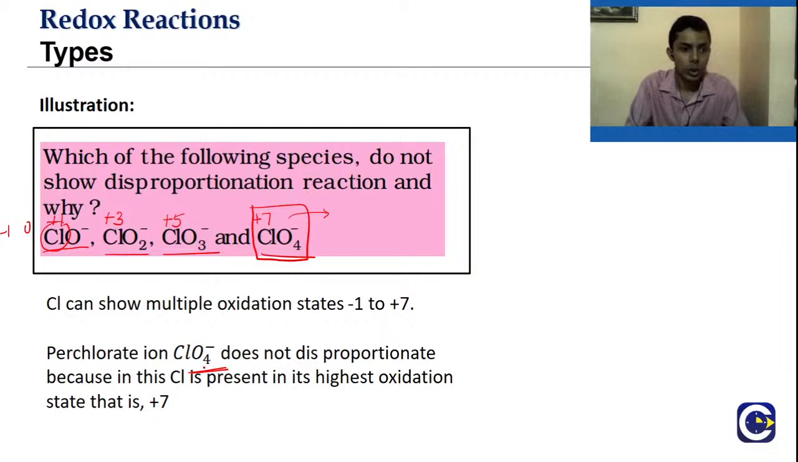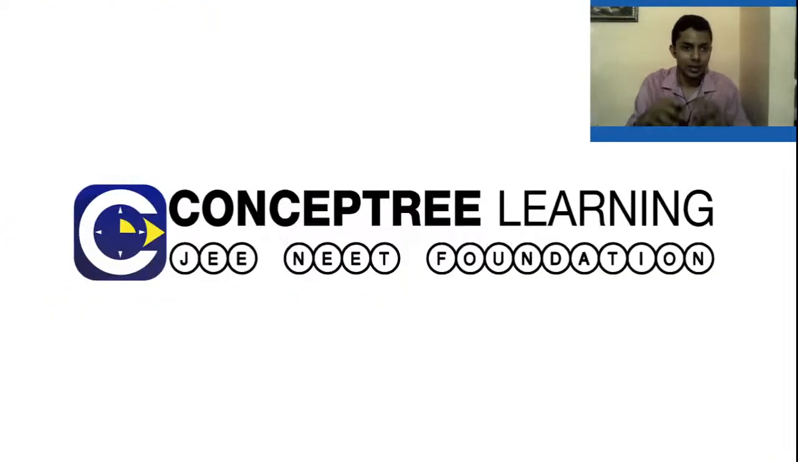So this is about the types of redox reaction. In the next class, we will be learning in more detail about how to approach balancing the redox reaction. Hope you understood this whole thing, mainly oxidation number, what exactly it means, and how I can find out whether some element is getting oxidized or reduced using oxidation number. Thank you.